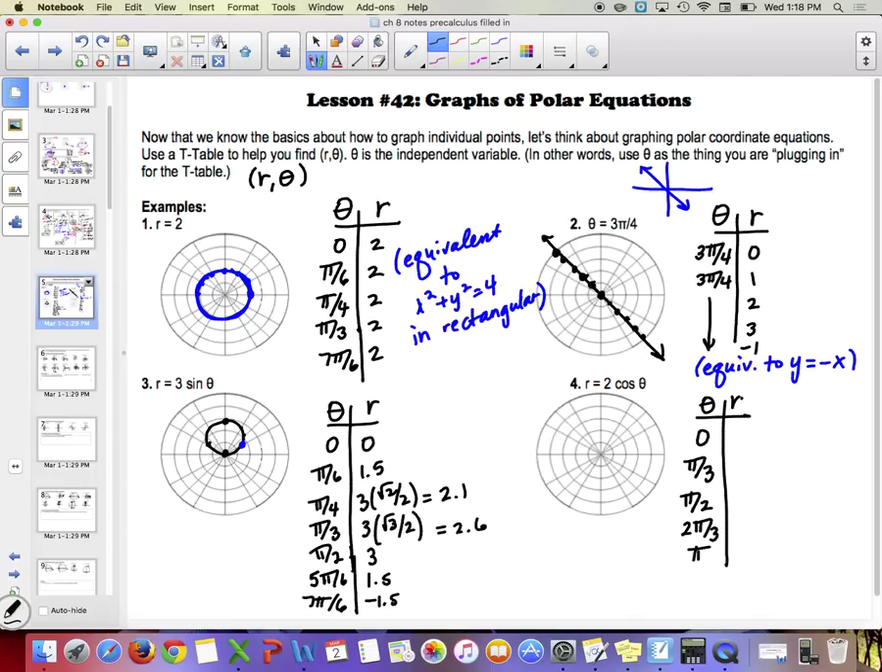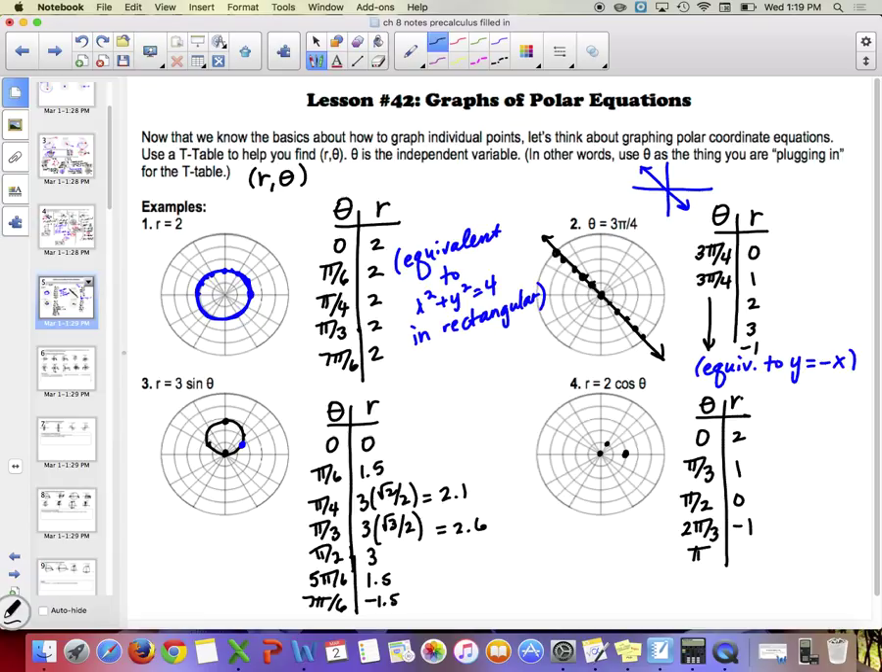So when you plug in 0, cosine of 0 is 1. So we're out at 2. Pi over 3, what's cosine of pi over 3? 1/2, right? 2 times 1/2 is 1. So along the pi over 3 line, I'm only going to go out 1. Pi over 2, cosine of pi over 2 is 0. So I'm back at the pole. 2 pi over 3 is going to give me negative 1/2. So times 2 gives me negative 1.